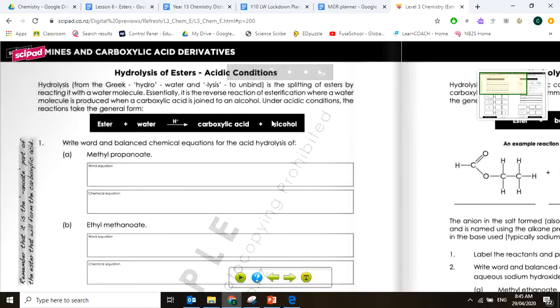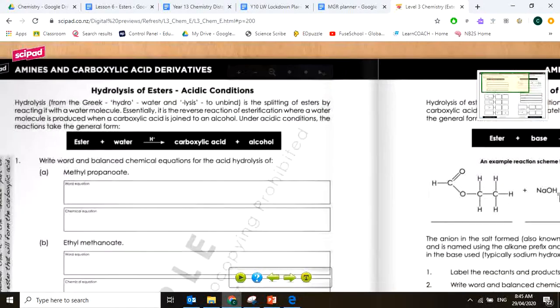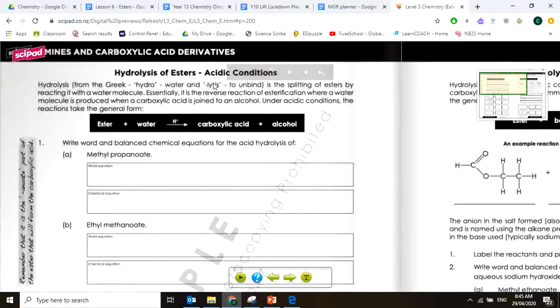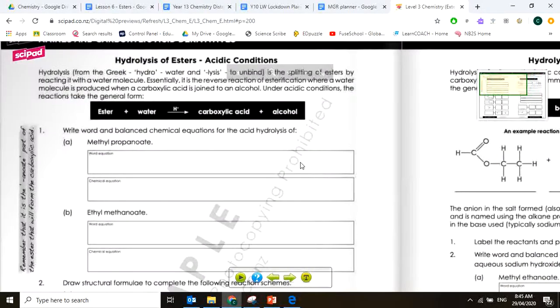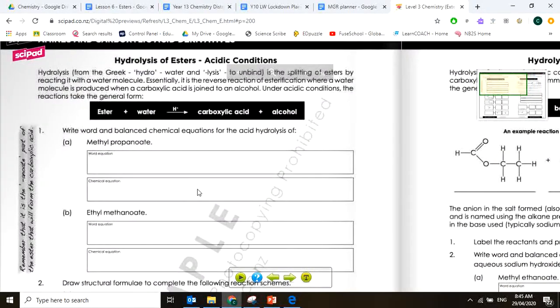You'll notice that this is the exact reverse of the formation of esters. What we just looked at before was carboxylic acid plus alcohol goes to an ester and water. So this is the exact reverse of what we've just seen. These two pages in your SciPad go through the two forms of hydrolysis: acidic hydrolysis and basic hydrolysis. This page is going to be looking at acidic hydrolysis.